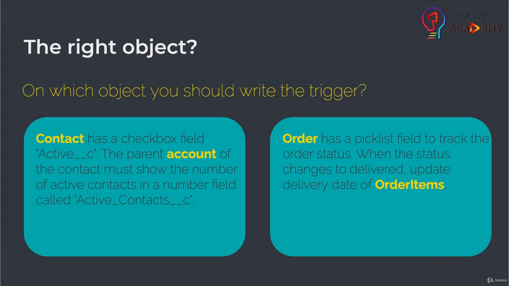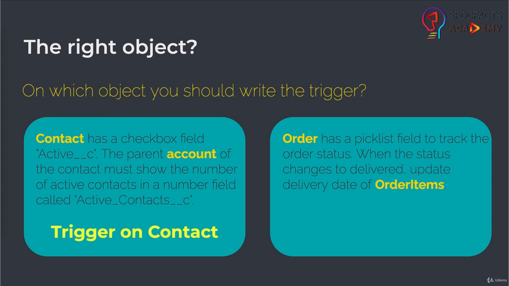In the first scenario, we need to update the parent account, but we cannot update that parent account directly. Something has to happen on the contact object to trigger this behavior, right? First, the user has to either check the active checkbox or uncheck it. Then only we can do this calculation and update the parent account object. So we need to write our trigger on the contact object.